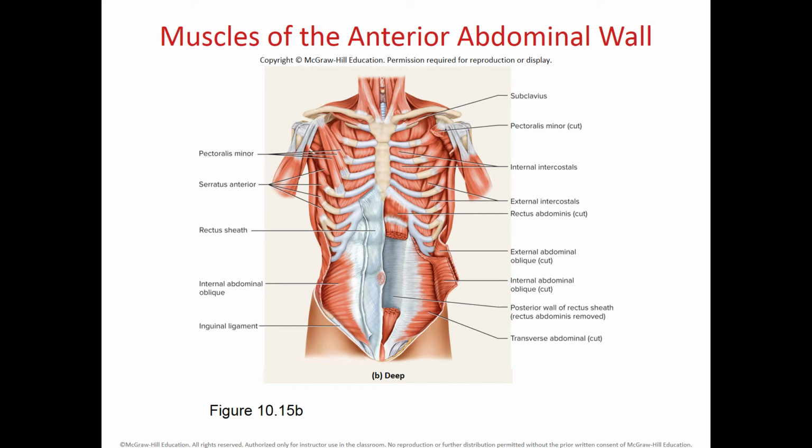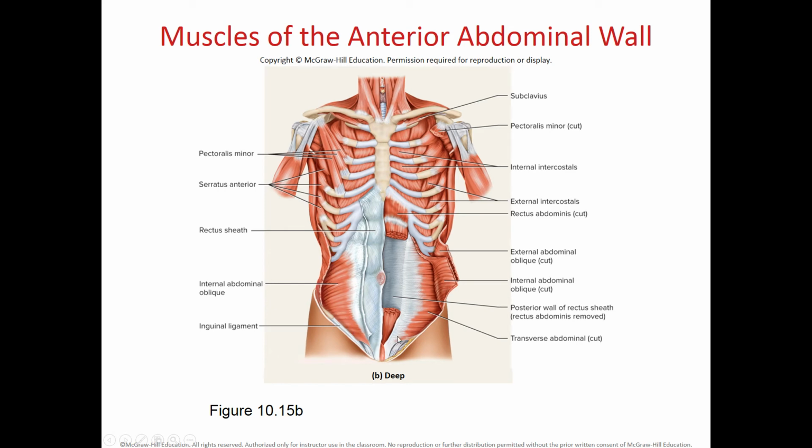Now for the muscles of the anterior abdominal wall. So we have this rectus abdominis, which is the six-pack muscles. And then these are covered by this rectus sheath, and they are connected, the right and the left, by the linea alba, which is this lining here. And these muscles have these tendinous intersections that make them look like they were segments.